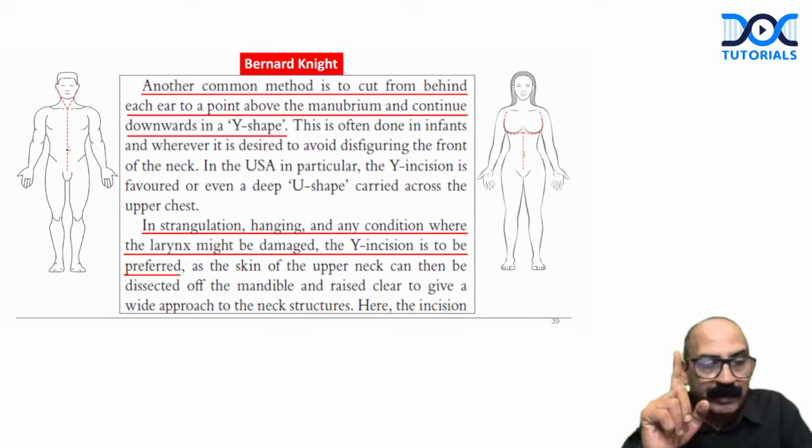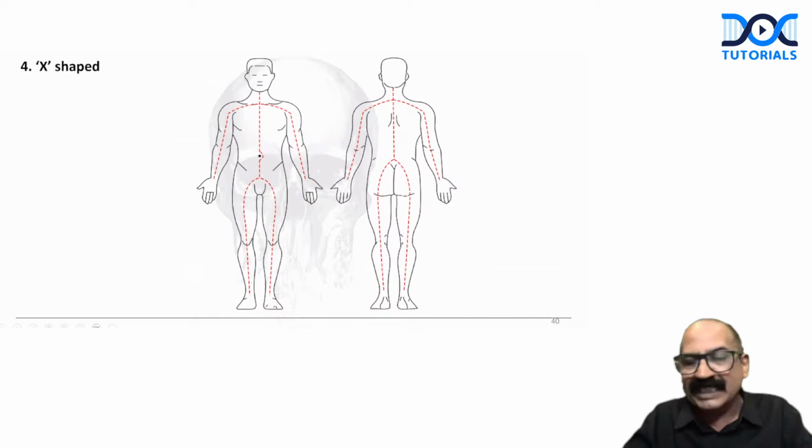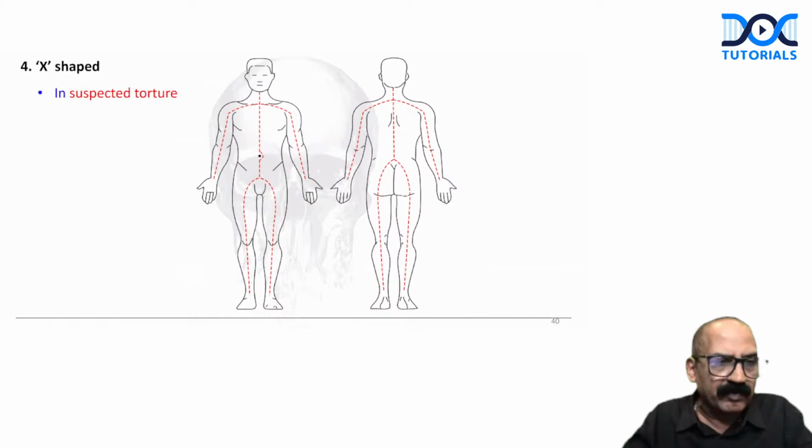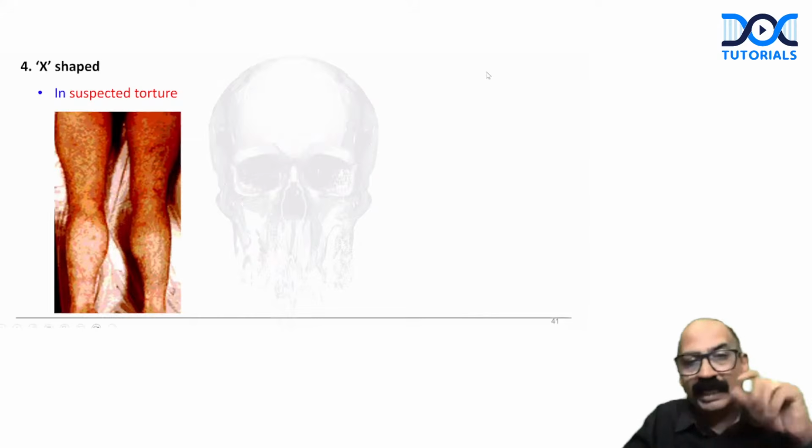Understood? Remember, I am not teaching you wrongly. Okay, I'm not teaching you wrongly. Remember that. Now, X-shaped incision is done in case of suspected torture, where we are reflecting the skin of the entire body.